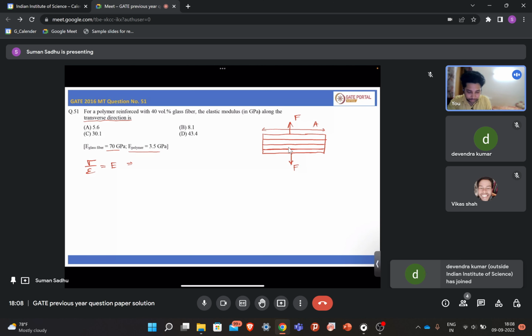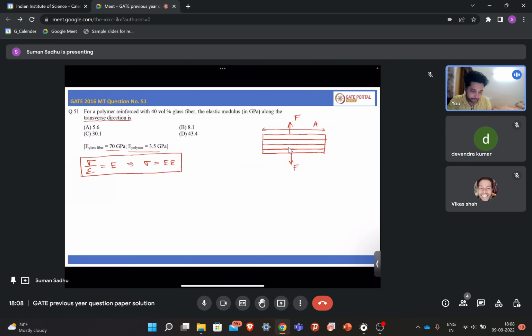So you can write that stress is equal to elastic modulus into epsilon. This is the relationship between the stress and strain with the elastic modulus. Let's say if this is a stress strain curve, first it deforms elastically, then it goes to the plastic region. Up to this elastic region, the ratio between the stress and strain is basically the elastic modulus. Now we have to calculate the elastic modulus in the transverse direction.